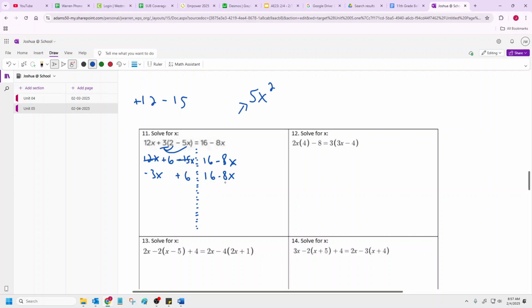So coefficient. So I'm going to move this to the other side. I got to do the opposite. What's the opposite of minus 8? That is plus 8x. Line up your variables. Line up your variables.